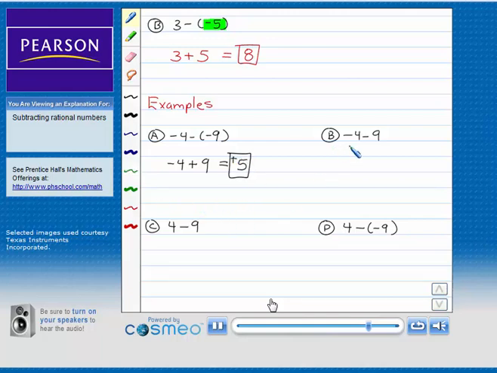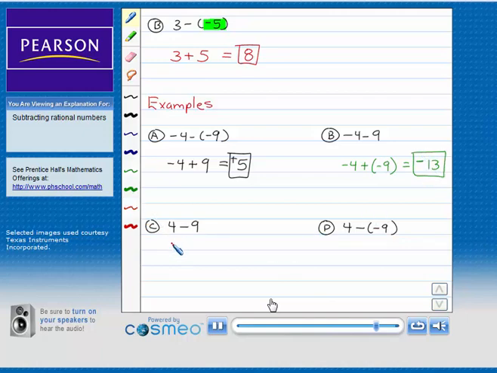For letter B, I have negative 4 minus 9. So I keep my negative 4, add the opposite of a positive 9, which is a negative 9. So I'm adding two numbers with the same sign, so I know I'm going to have a negative for my final answer. And negative 4 plus a negative 9 gives me a negative 13.